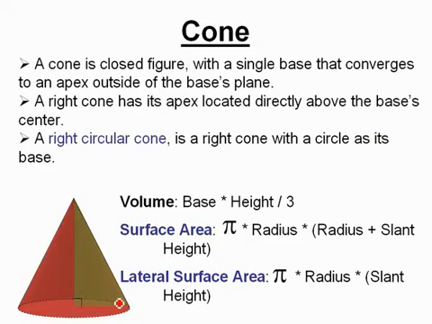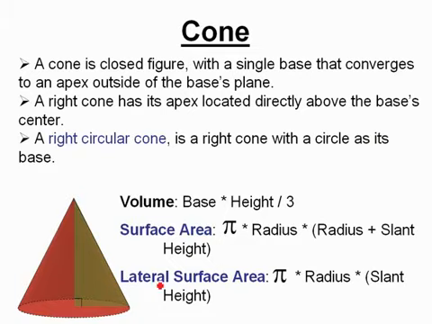A cone doesn't have to have a polygon as its base. It's frequent that it has a circle as its base, but it can be any such figure that isn't a polygon, or any such closed planar, flat figure. A right cone has its apex located directly above the base's center. A right circular cone, which is what we'll be dealing with, is a right cone with a circle as its base. So once again, I color-coded.